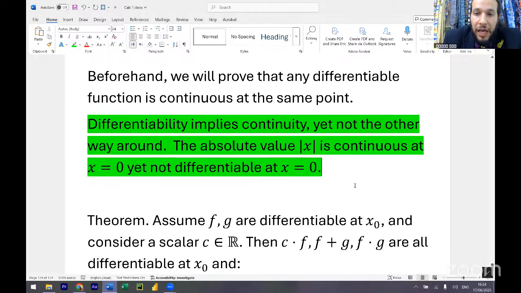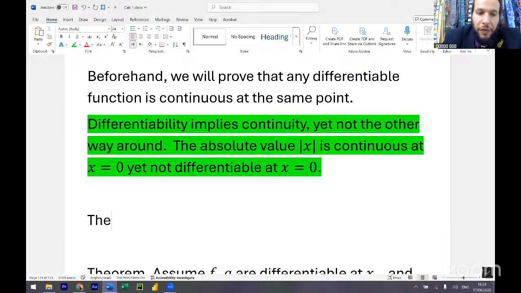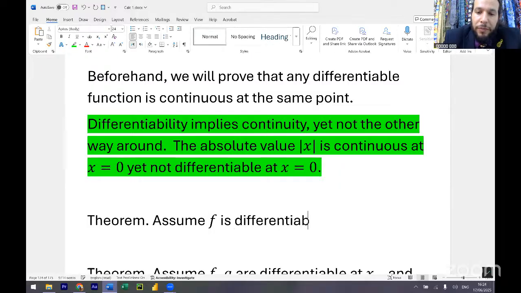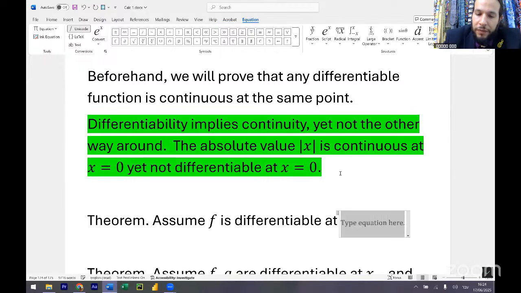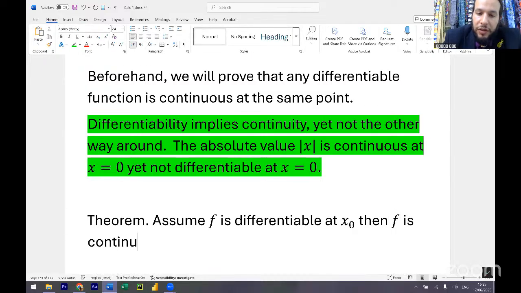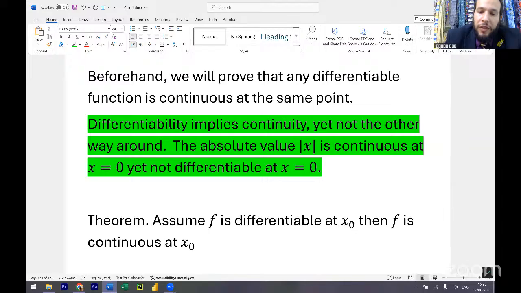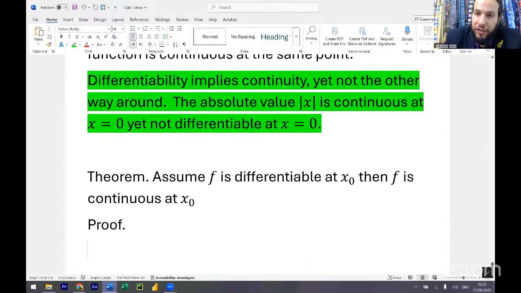And I'll prove now that differentiability implies continuity. So, theorem, and I'll phrase it accurately. Theorem. Assume f is differentiable at x0, then f is continuous at x0. And in order to prove that theorem, we must remember our definitions.